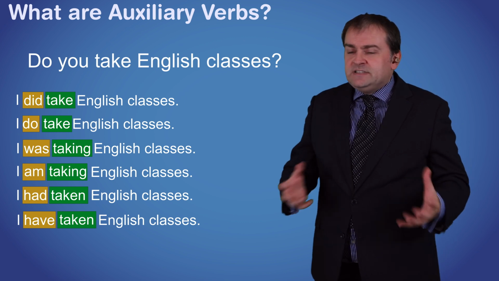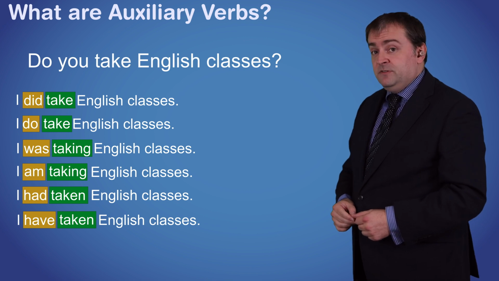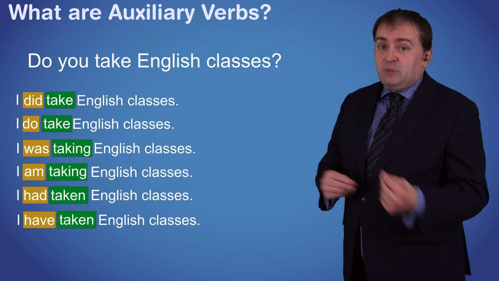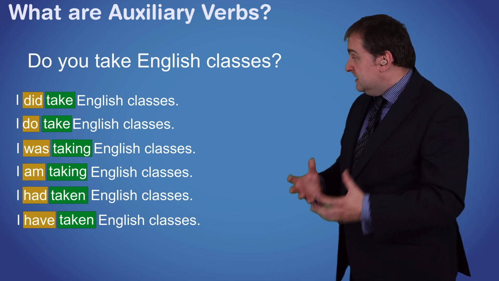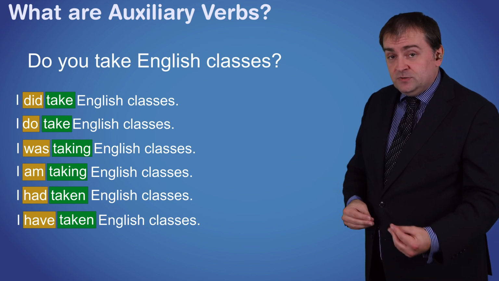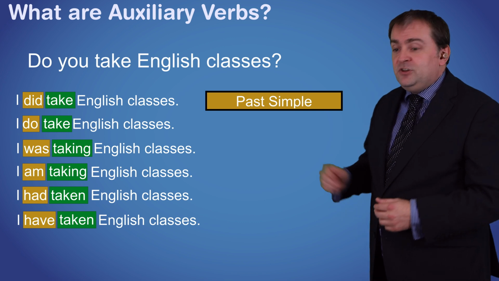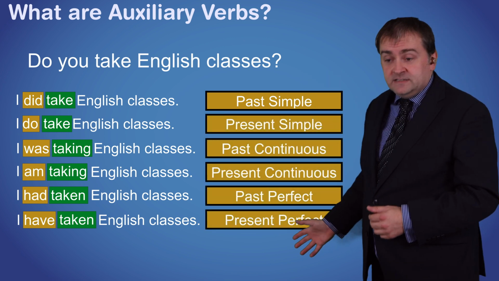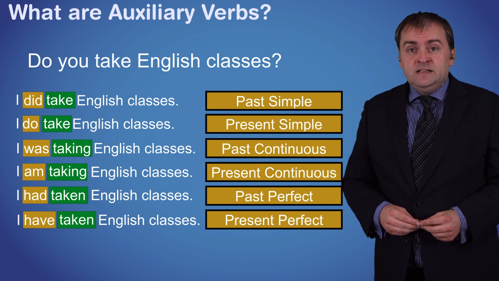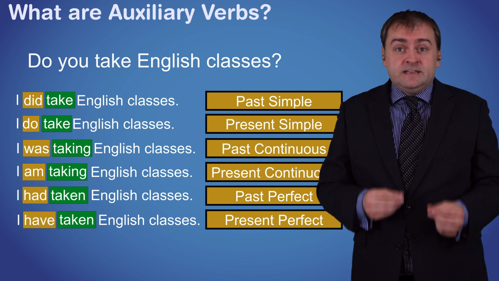So what's the tense for these sentences? I did take English classes. The auxiliary verb is did, so the type of action is simple and the time of action is past. We know this because it's in the past simple form, did rather than do. So the tense is past simple. And you can do the same thing for all of these sentences just by looking at the auxiliary verb. So you can see that auxiliary verbs are the most important thing to get tenses right.